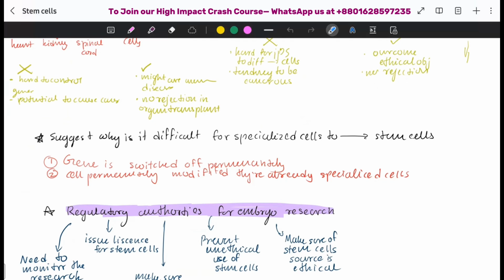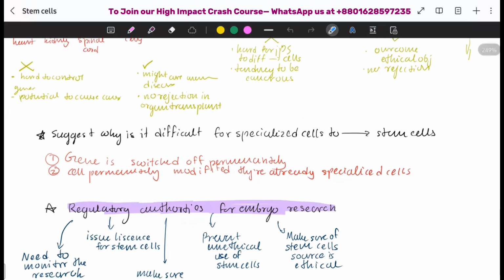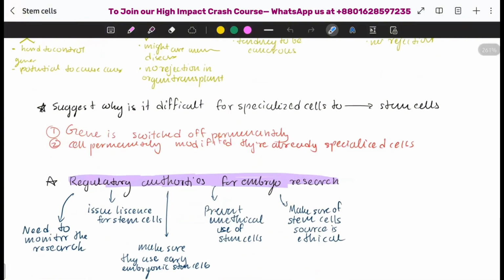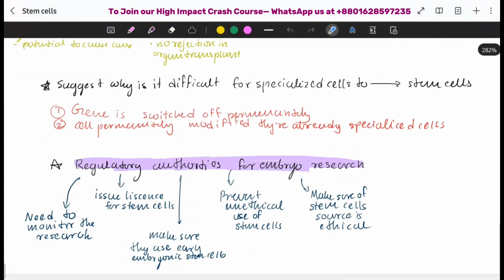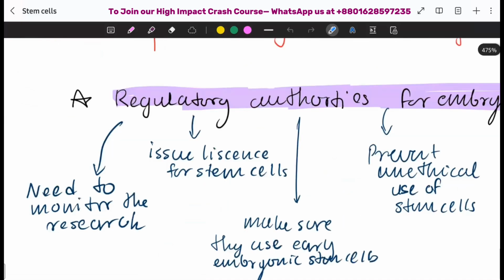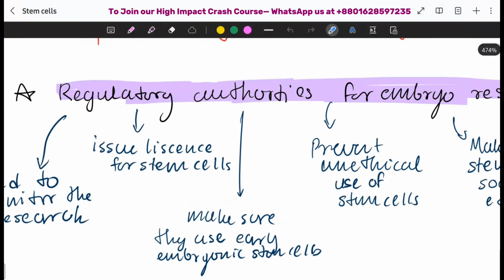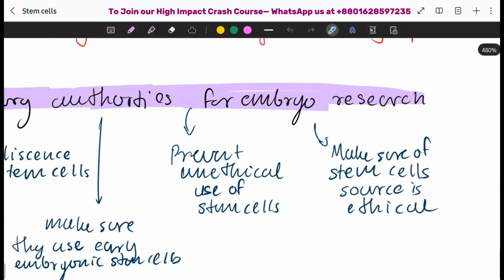So, regulatory authorities for embryo research. You need to know this, so that we can monitor the research. We have to issue licenses for stem cells, make sure they use early embryonic stem cells, and prevent unethical use of stem cells. Make sure the stem cell source is ethical. The last one is the same.